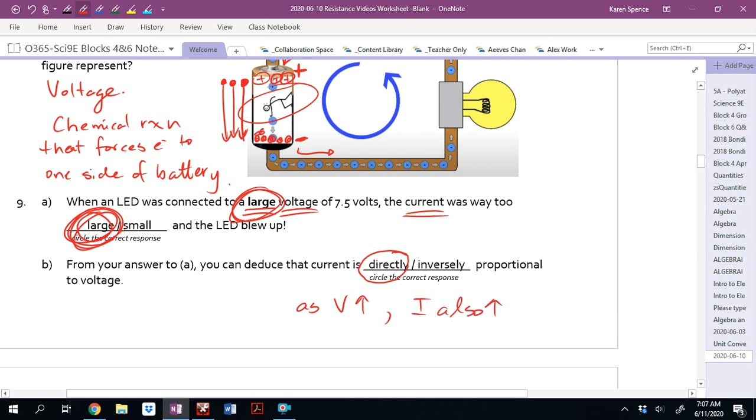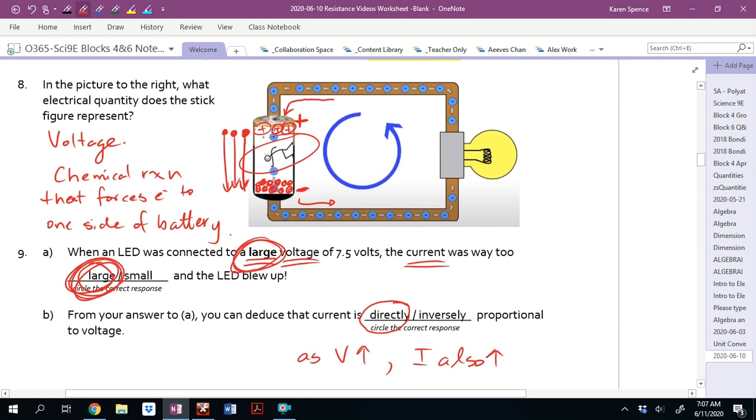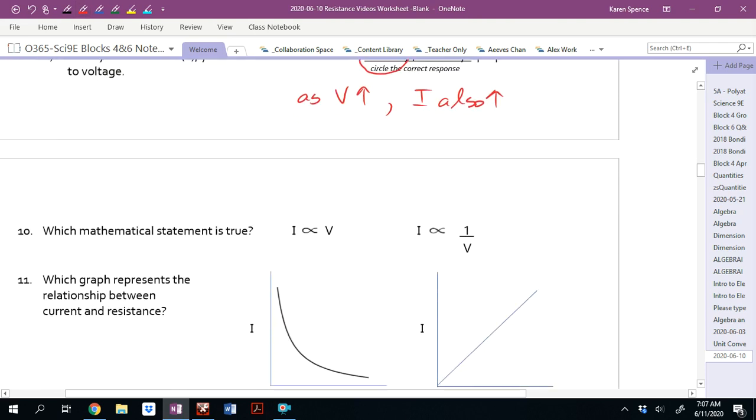You can imagine if I had more negative charge built up on this side, it would be more repulsive to those electrons. And if I had more positive charge built up on this side, it would be more attractive to the electrons. And so the electrons would move faster within the circuit. And that would be what would be a larger voltage.